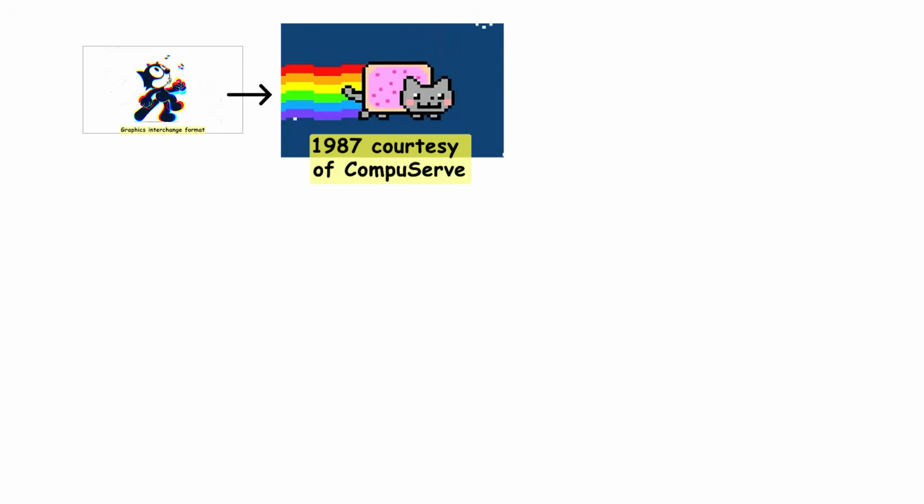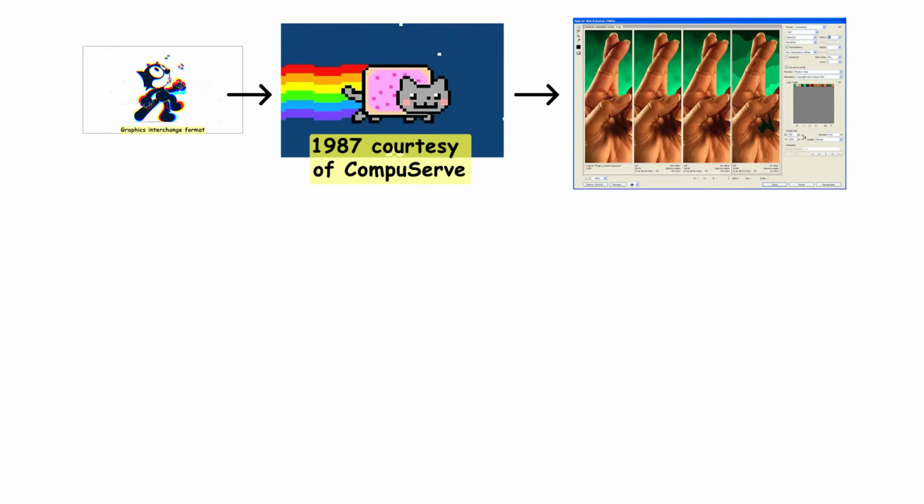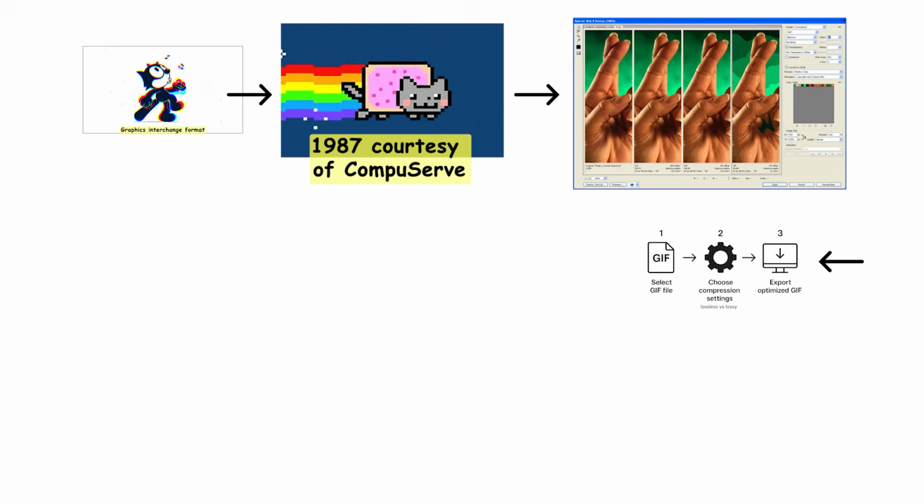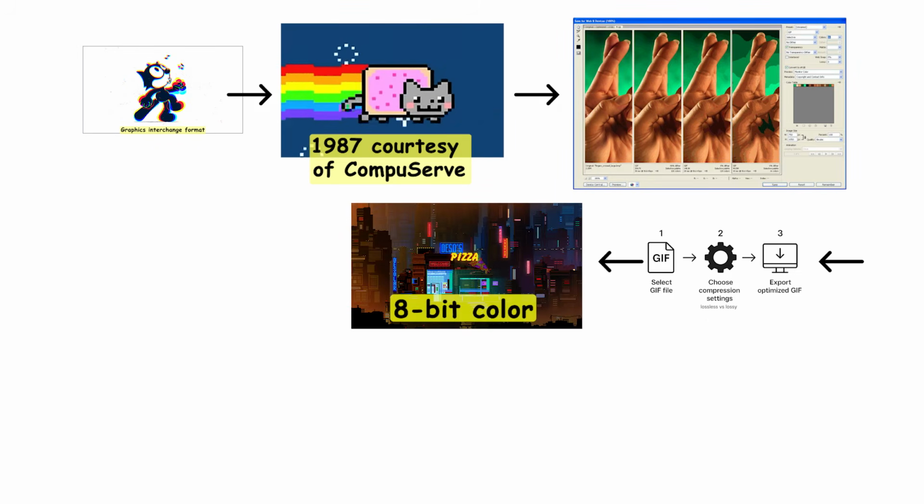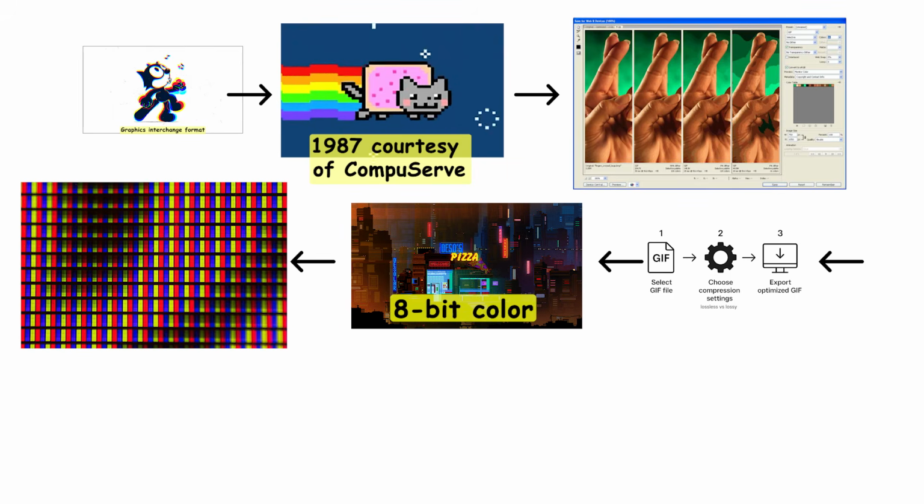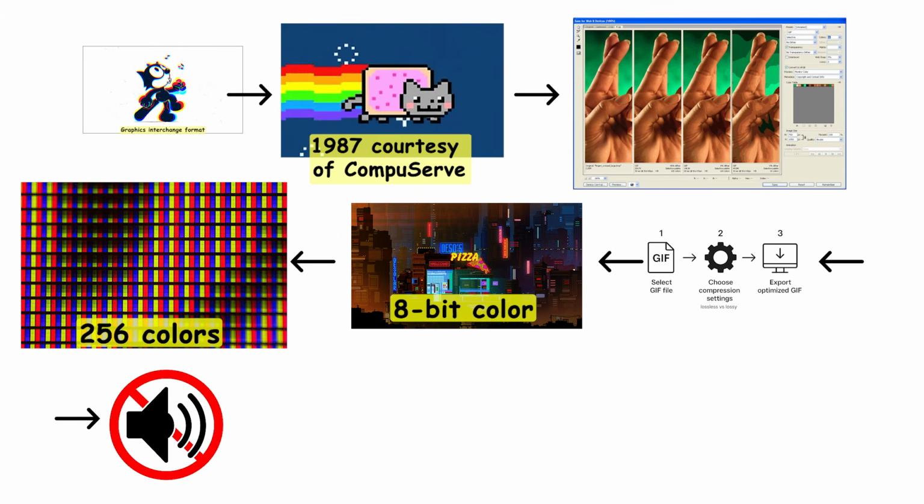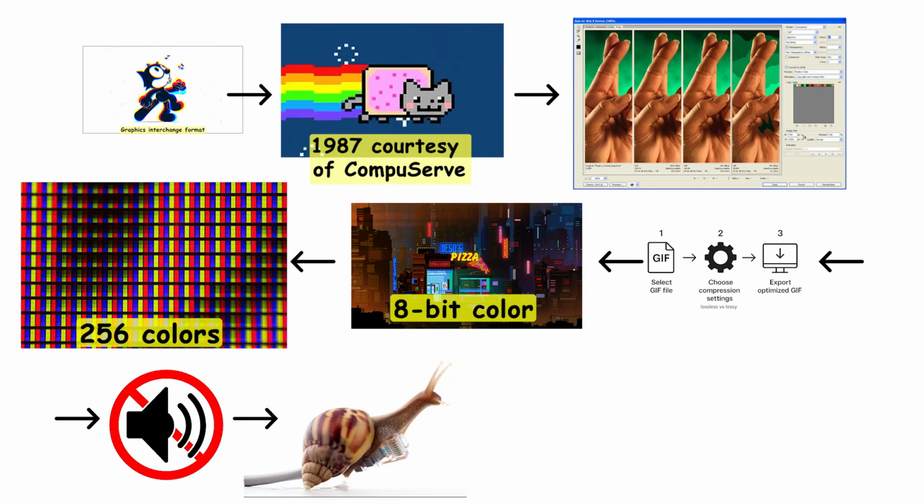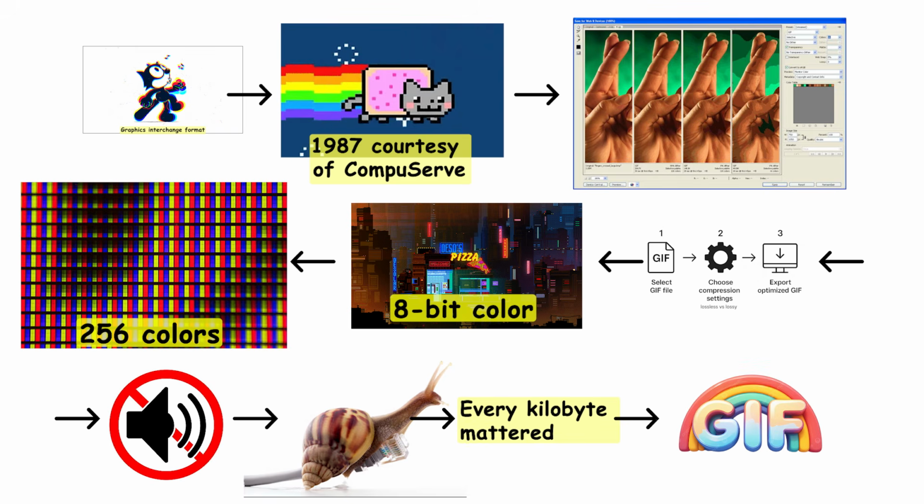GIF, the Graphics Interchange Format, arrived in 1987 courtesy of CompuServe. This format uses lossless compression, meaning it reduces file size without discarding information. The catch? GIF only supports 8-bit color, limiting images to a maximum palette of 256 colors. This sounds restrictive, and it absolutely is, but back when dial-up internet crawled along at snail speeds, every kilobyte mattered. GIF made simple graphics and logos downloadable without waiting forever.